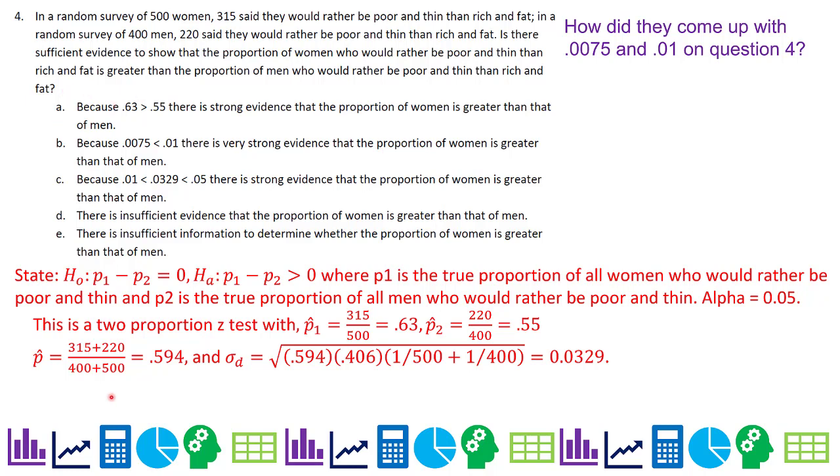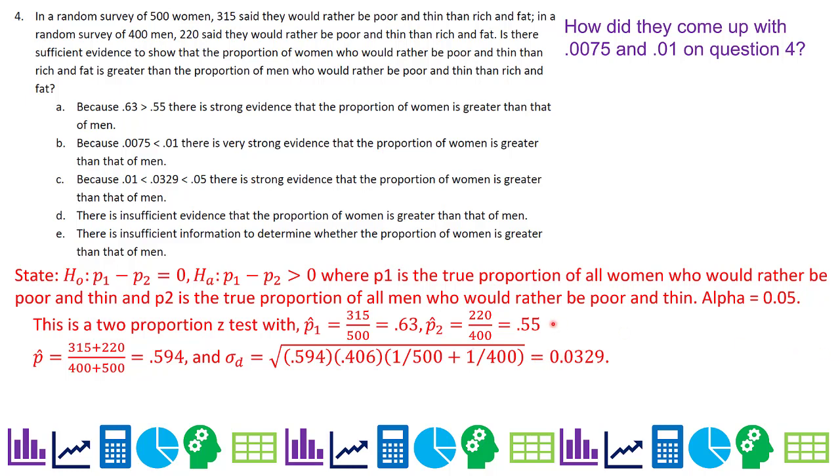It's very important to pool these together. So we take our successes from sample 1 plus sample 2, and our total sample size for sample 1 and 2 combined, and I get a combined proportion of 0.594. All right, so that's not to be confused with P1 hat or P2 hat. This is combined. Using that value, I calculate a standard deviation, and I have 0.0329 if I want to go ahead and calculate a Z value.